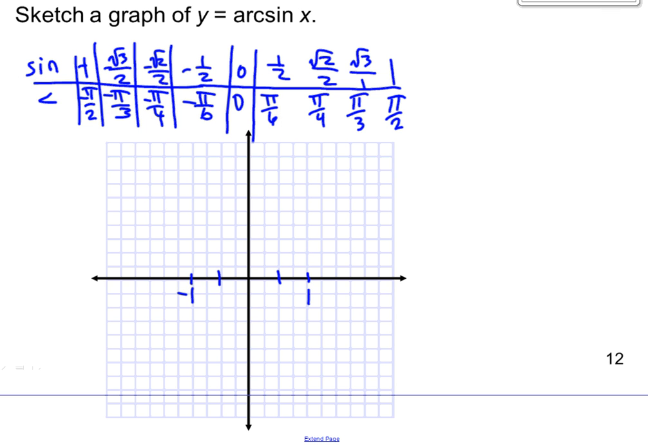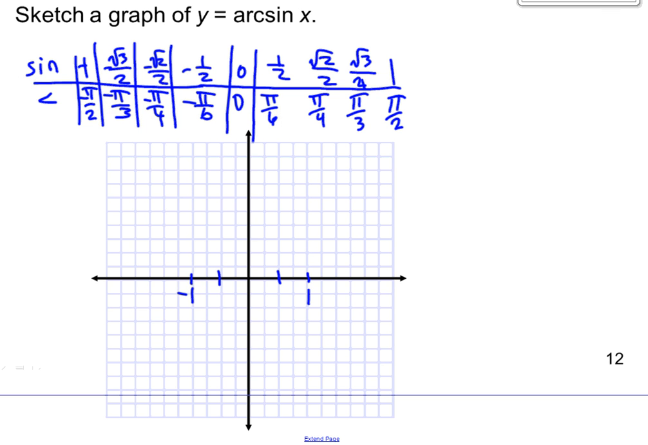Thank you. Yes, it's been pointed out to me that I made a mistake on that table. So it's the square root of 3 over 2. And is everything else good? Okay, thank you. So I'm going to go from -1 to 1, and then here I'm going to go from negative pi over 2 to positive pi over 2.